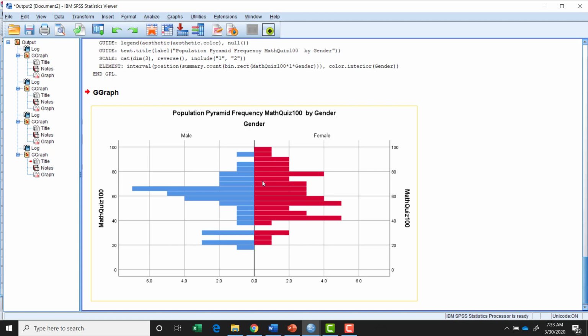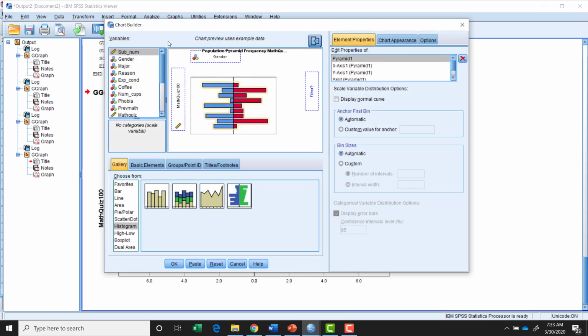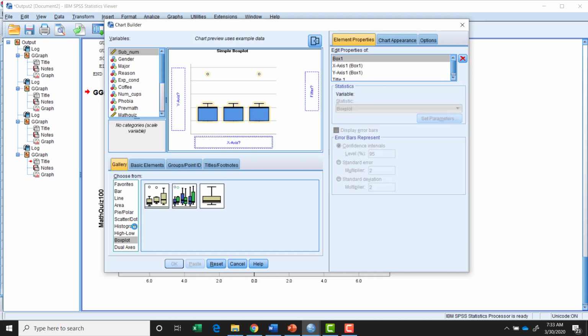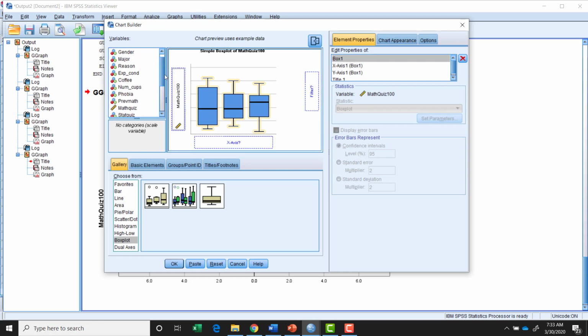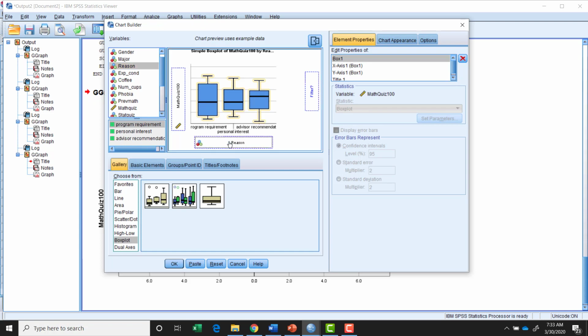Okay, so next we have box plots. Again, this should be taking you way back in time to your stats 1, or even back to middle school. Box plots are intended to show distributions of variables. So let's have a look. This time we're going to have the math quiz on the y-axis, and we're going to look at the distribution of the math quiz scores across the reason for taking the class.